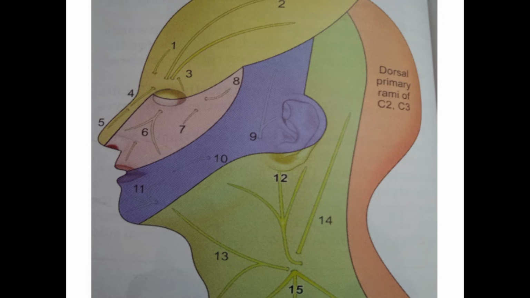And observe the infraorbital nerve. It is going to supply the palpebra, nose and upper lip, zygomaticofacial and zygomaticotemporal. These three arise from the maxillary division of trigeminal nerve.